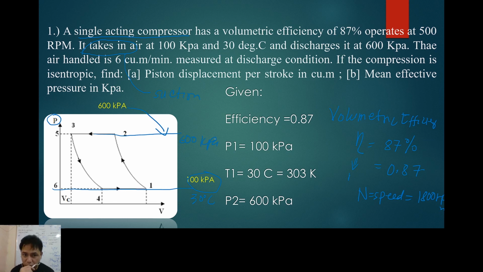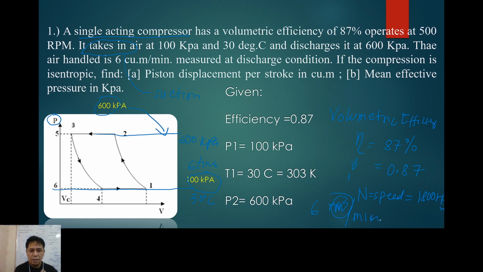So, have you ever wondered why at the discharge, it is higher? Because it is compressor, no? So once it compressed the air, it should increase the pressure, it should increase the temperature, no? By virtue of the ideal gas law. So once na ang kinompress niya, the output should be higher, right? From 100 to 600, six times na niya na compress yung volume. Now, the air handled is 6 cubic meter per minute. Ano yung 6 cubic meter per minute? Yun yung volume flow rate, no?